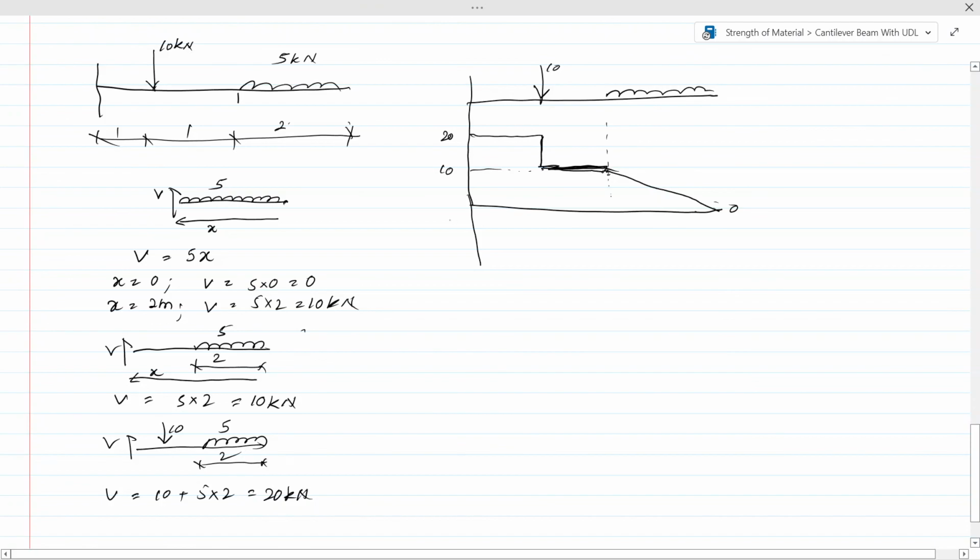Right. I think you are now aware of how to calculate the bending moment and shear force of a cantilever. I hope that you gained some knowledge on doing this kind of calculation.